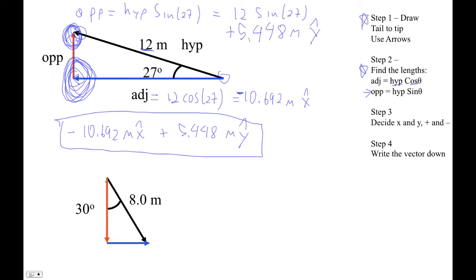I've got it. All right, let's do that same thing again with this guy here. I'm going to draw the vector. Let's go tail to tip. So I start here, and I go down like this.